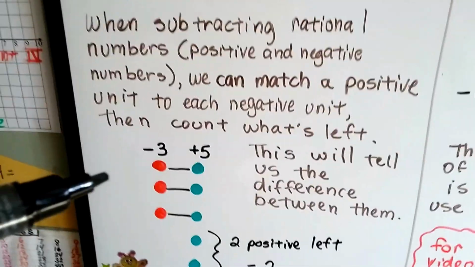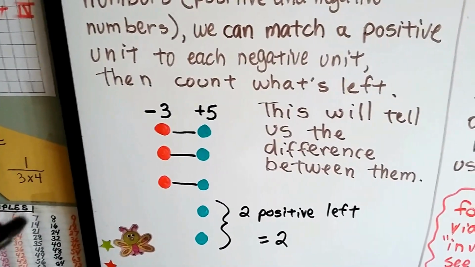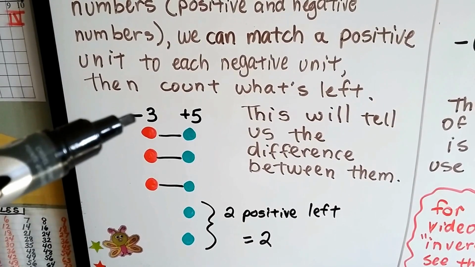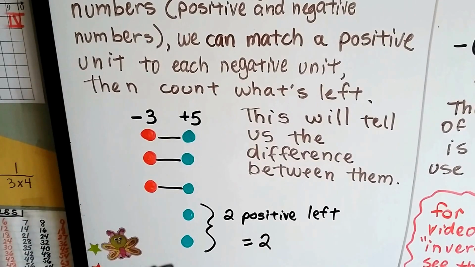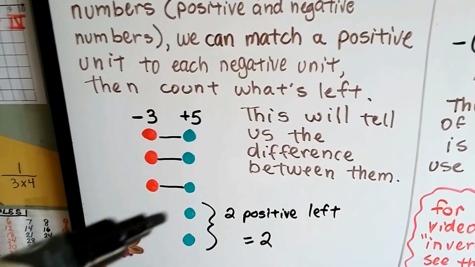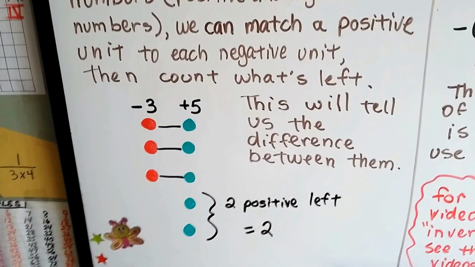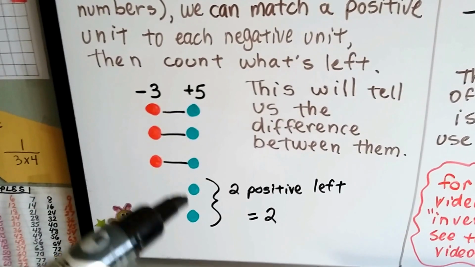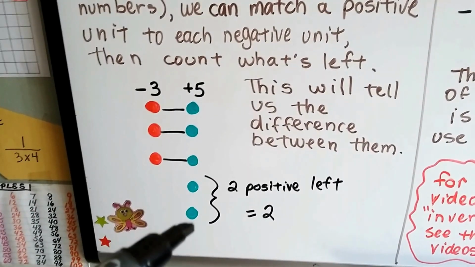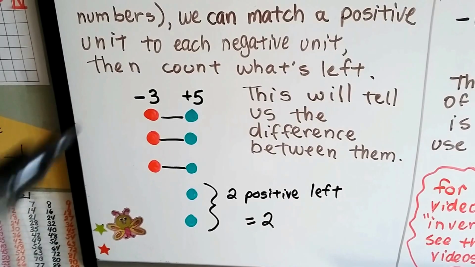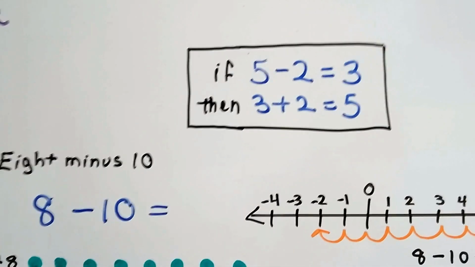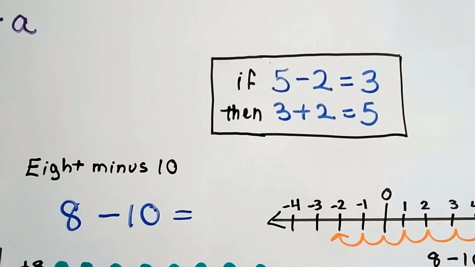So if we have a negative 3 and we're adding 5, we can find the difference between them by doing this. We've got 3 red chips to represent the negative 3, and we've got 5 green chips to represent the positive 5. See? Red is negative, green is positive. Then we match them to each other. And these 3 sets get matched to each other, and there's 2 positive ones left over, so that answer is positive 2. Negative 3 plus 5 is 2. And it's a positive 2. See that? So if 5 minus 2 equals 3, then 3 plus 2 equals 5.